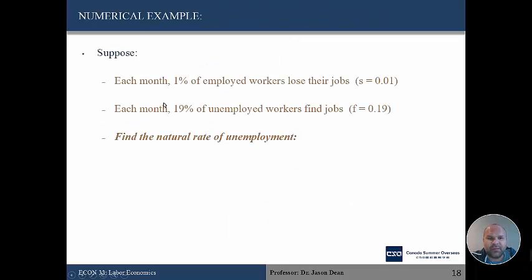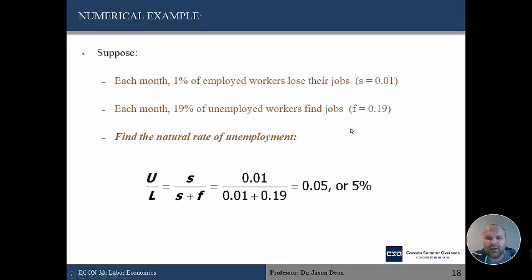So suppose each month 1% of employed workers lose their jobs, so S equals 0.01, and each month 19% of unemployed workers find jobs, so F is equal to 0.19. Find the natural rate of unemployment. We plug it into our formula and we get 5%. Obviously, if S is much higher, you're going to get a higher natural unemployment rate. And if F is much lower, you're going to get a higher natural unemployment rate as well.